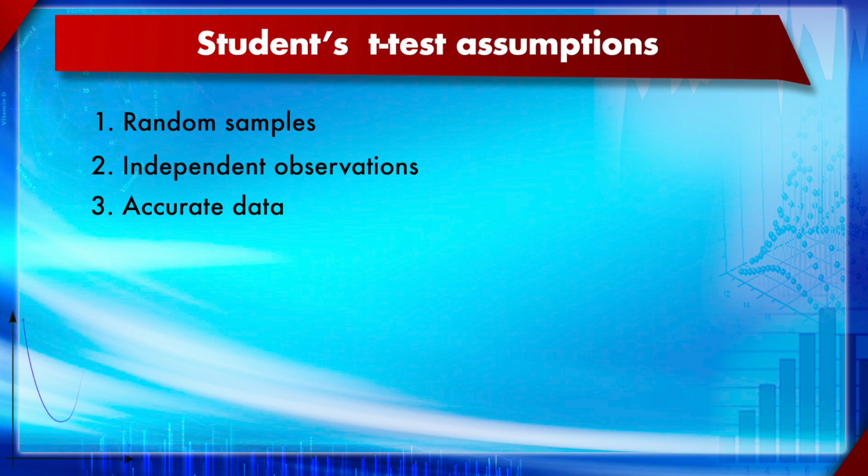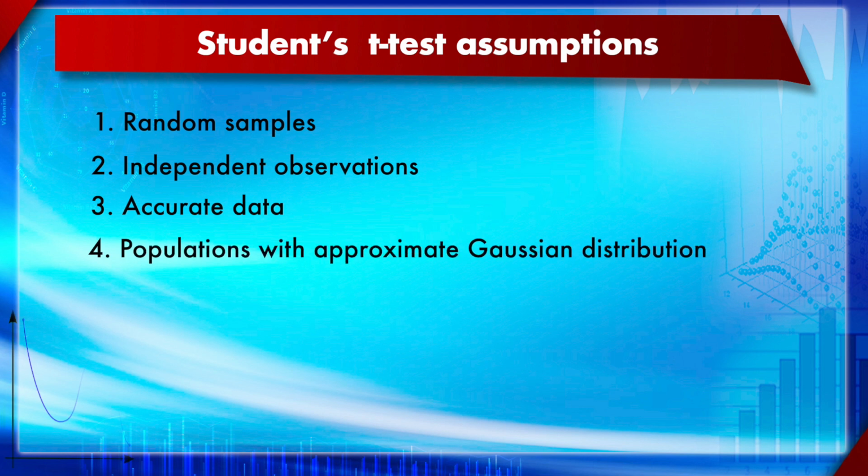Now coming fourth, for the T distribution, the T-test is a parametric test. So it makes some guesses about the population from which the sample comes. So population with approximate Gaussian distribution. So the population has to be normally distributed. So if the distribution is not normal, then the T-test is not appropriate.